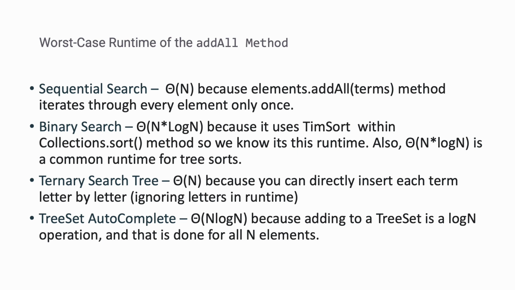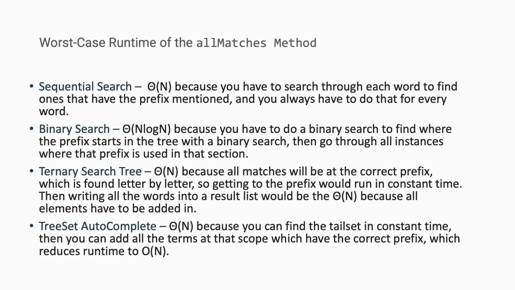and that is done for all n elements. The worst case runtime for the allMatches method for sequential search is theta n because you have to search through each word to find ones that have the prefix that's mentioned, and you always have to do that for every word. So there's no prefix magic you can do. You have to go through every single word. For binary search, it's n log n because you have to do a binary search to find where the prefix starts in the tree and then go through all the instances where that prefix is used in that section.